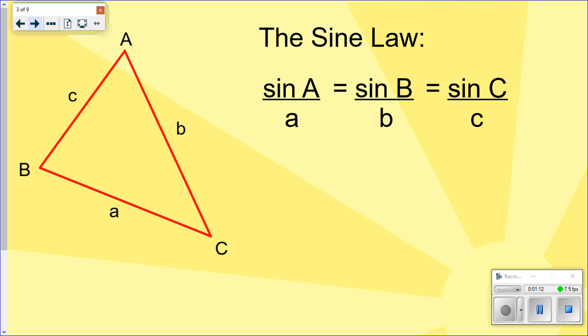So the sine law is sine of A over a equals sine of B over b equals sine of C over c. It seems complicated. It actually isn't. What it's essentially saying is that the angle of B is related to the length of b. And we kind of knew this already. The biggest angle is always across from the biggest side. And that's essentially what the sine law is saying.